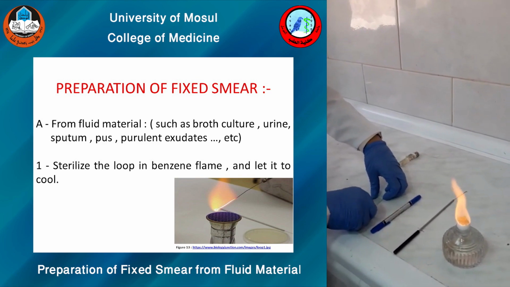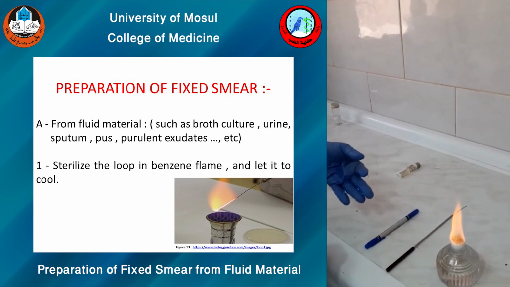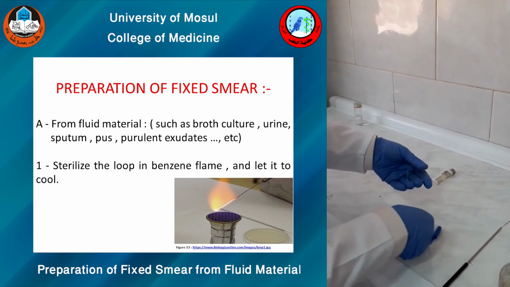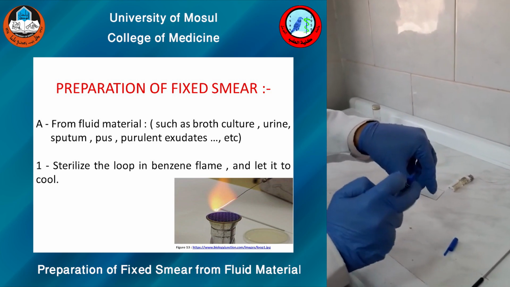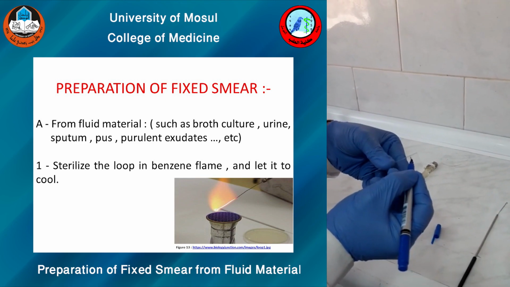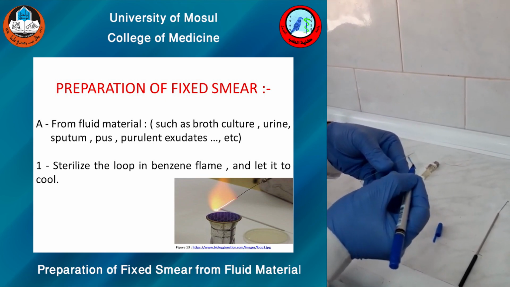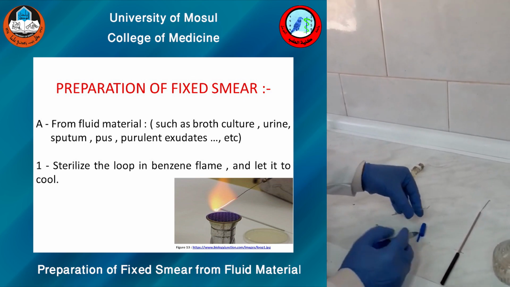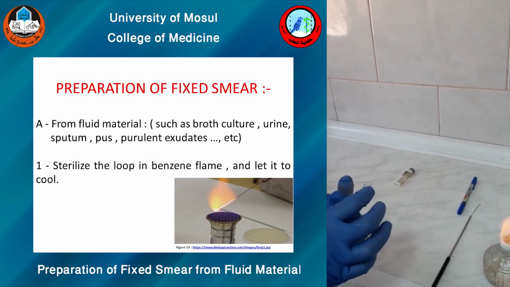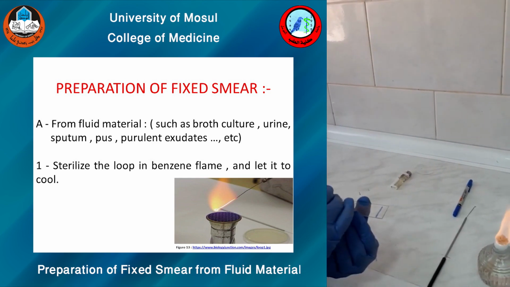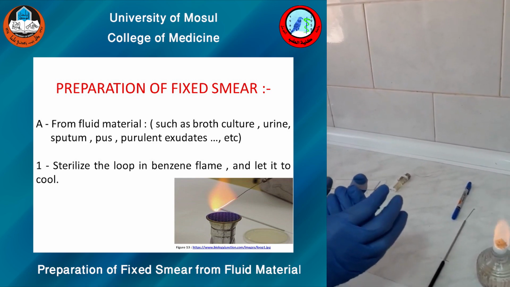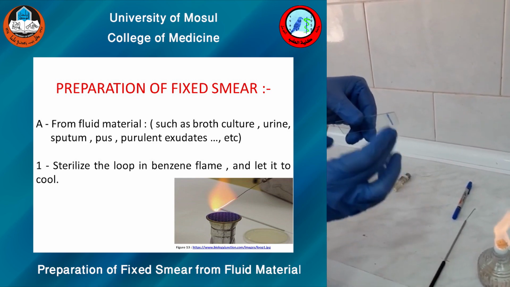Now, first of all, we will take the clean slide and we make a label on the lower surface of the slide. This is the upper surface when we will work, and we make a label on the lower surface, because later on we will wash the upper surface of the slide with water. So in order for the label to stay, we make the label on the lower surface of the slide.